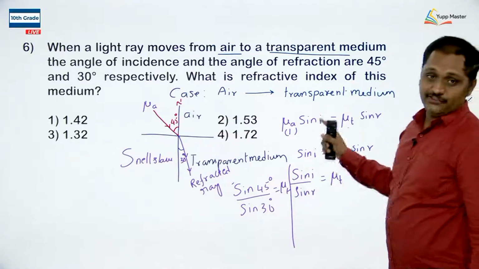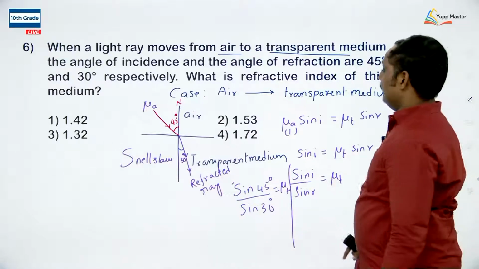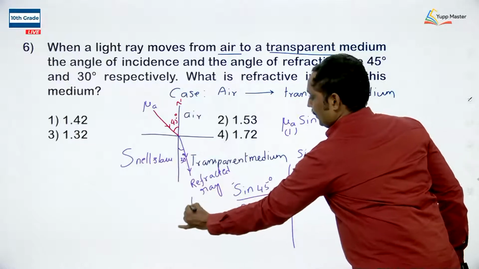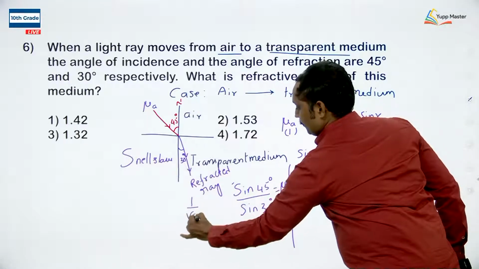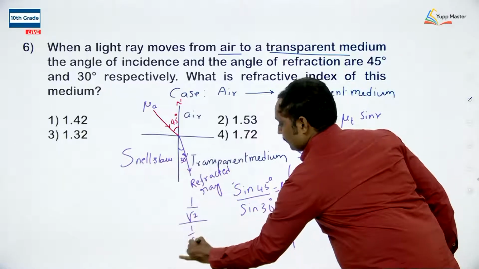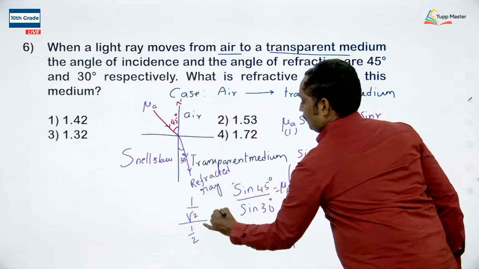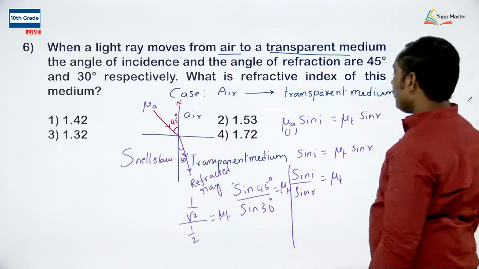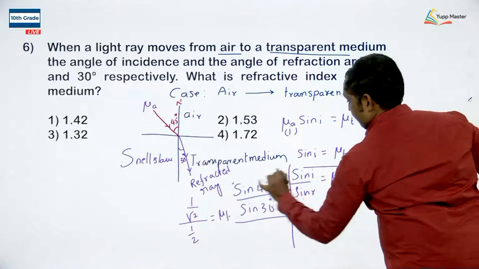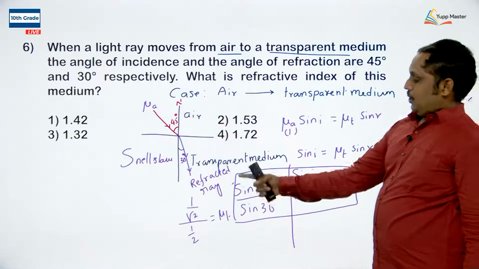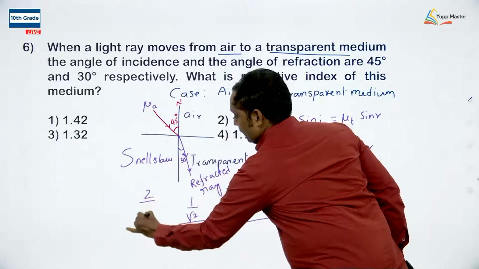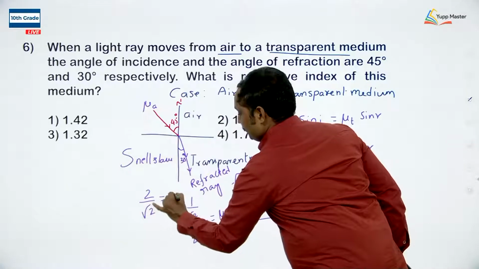Yes, you know very well about sin 45 and sin 30, so you will easily identify and calculate that. Therefore, (1 by root 2) divided by (1 by 2) is equal to mu T. You can easily find that: 2 by root 2 is equal to mu T.